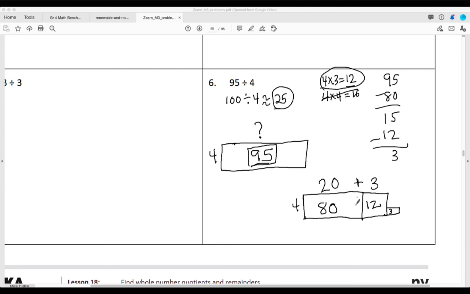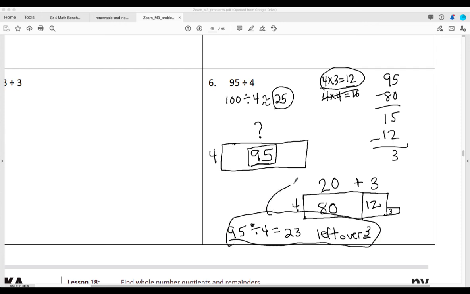So what is my answer to this? 23 remainder 3. You got it. So 95 divided by 4 equals 23 remainder 3. And you can even do this. You can say left over if you don't like the word remainder. 23 left over 3. 23 with 3 left over. Okay? And that is your answer. Is that reasonable? Is that close enough to 25? Definitely.